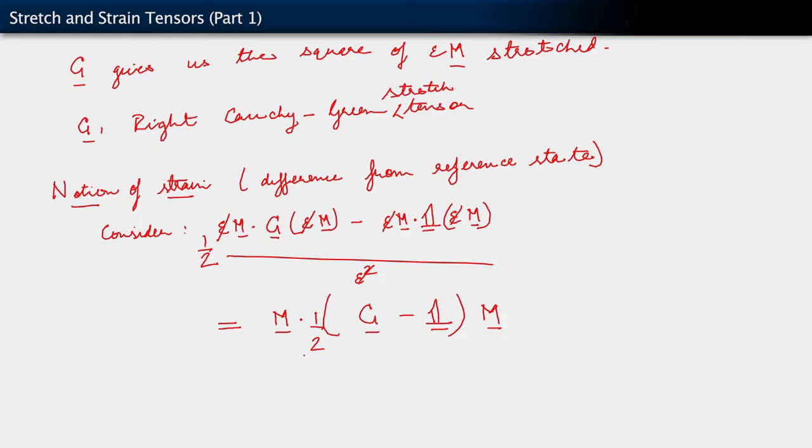So, what we have here now is a new tensor, right, that we are going to denote with the letter E, but I will make it a bold-faced E. Okay? This is our first measure of strain. Okay? It also comes with a name. This is called the Lagrange strain tensor. Okay?